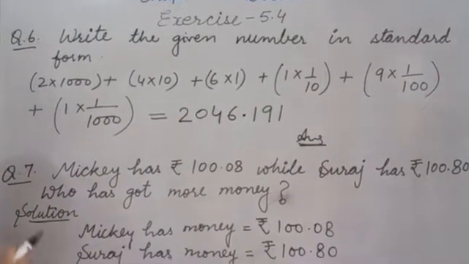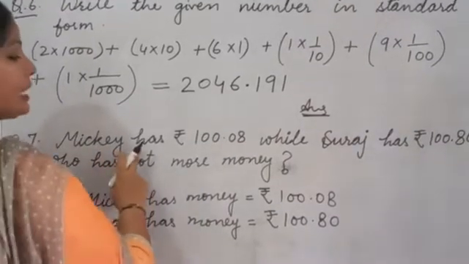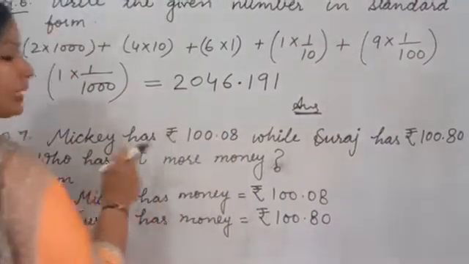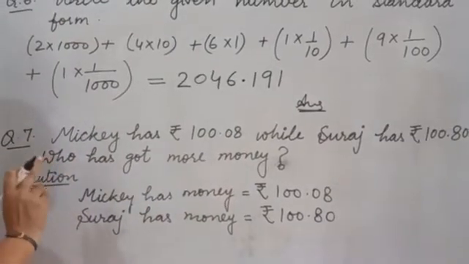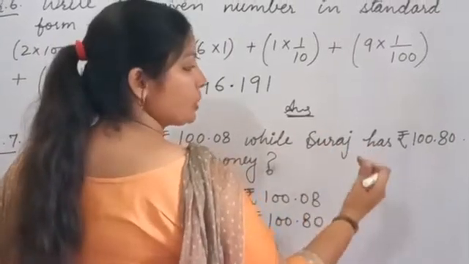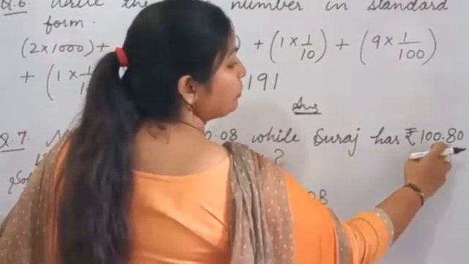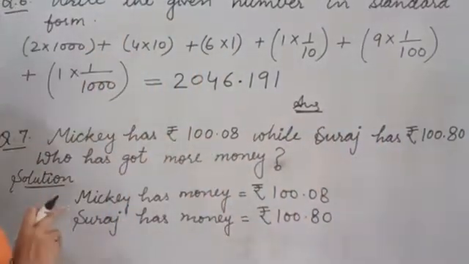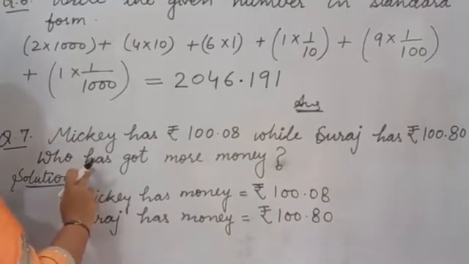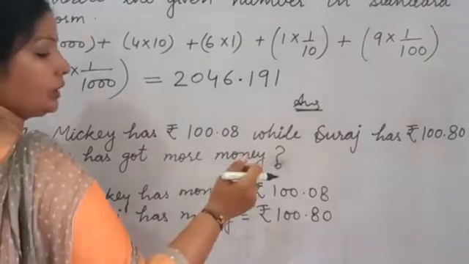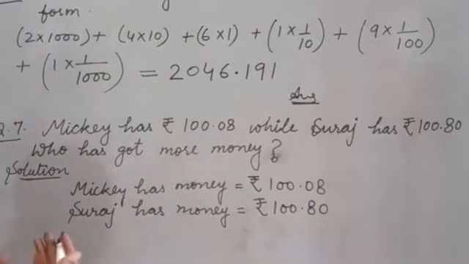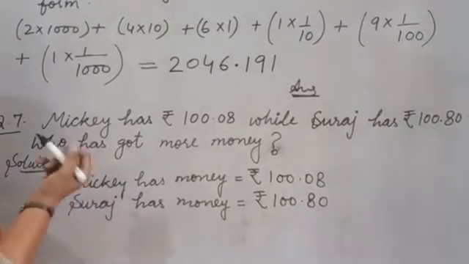Now question number 7. Mickey has rupees 100.08, while Suraj has rupees 100.80. So who has got more money? Now you have to tell which of them got more.